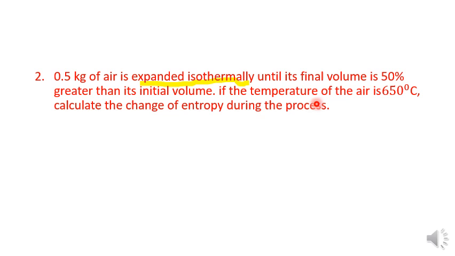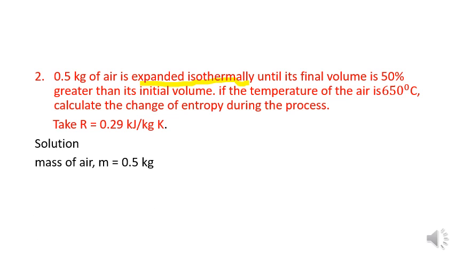If the temperature rises to 650 degrees centigrade, so temperature T is equal to 650 plus 273. Find the change in entropy during the process. R value is 0.29 kilojoule per kg Kelvin. So first write the given data. Mass of the air 0.5 kg, initial volume V1, the final volume V2 is 1.5 V1.